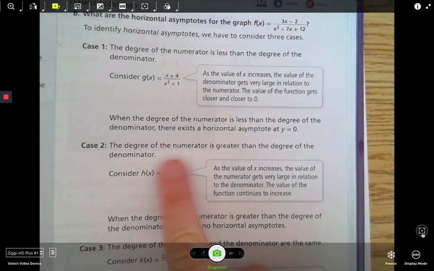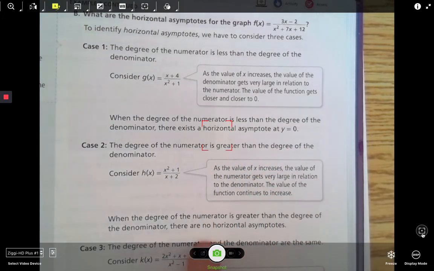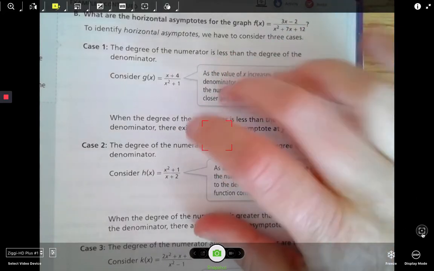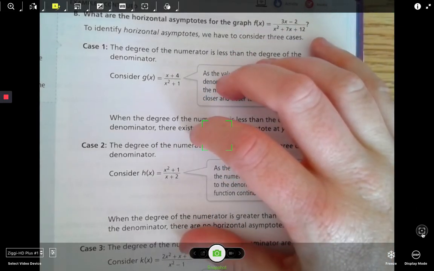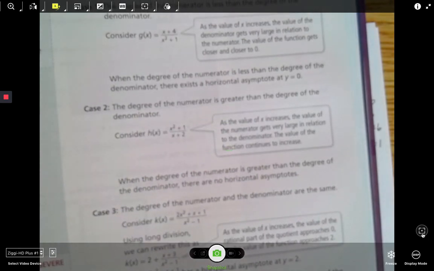If the degree in the numerator is greater than the degree in the denominator, so do you see how numerator is bigger than denominator? Then that means there is no horizontal asymptote. If they are the same, which we have been dealing with, you take your two leading coefficients. No, that's horizontal. I was thinking vertical. No, that's right. You take your two leading coefficients and you divide, and then you simplify them.